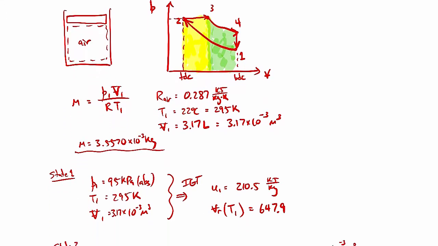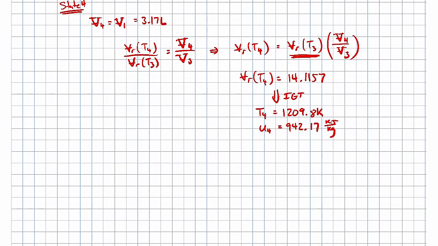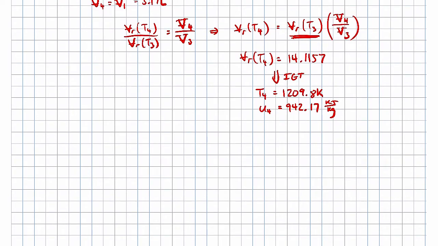So let's try to find the net work by calculating all of those individual works and then summing them together. The net work out will be the work out from 1 to 2 plus the work out from 2 to 3 plus the work out from 3 to 4. And as I mentioned already, the work out from 4 to 1 is 0 because it's a constant volume process.